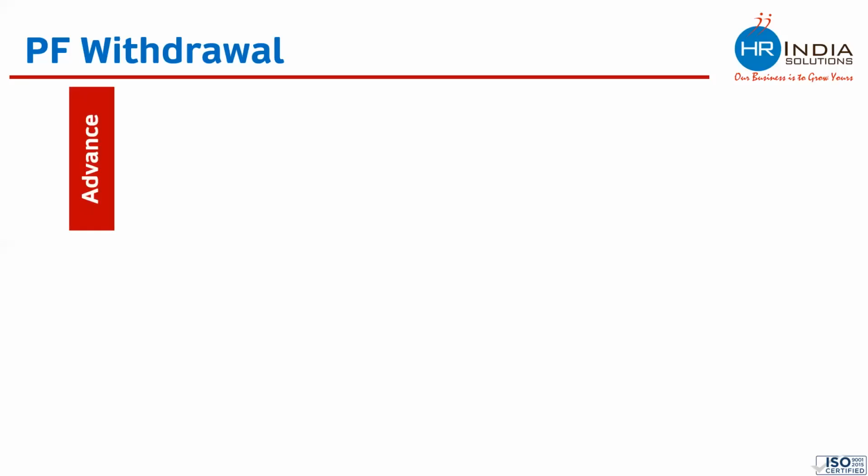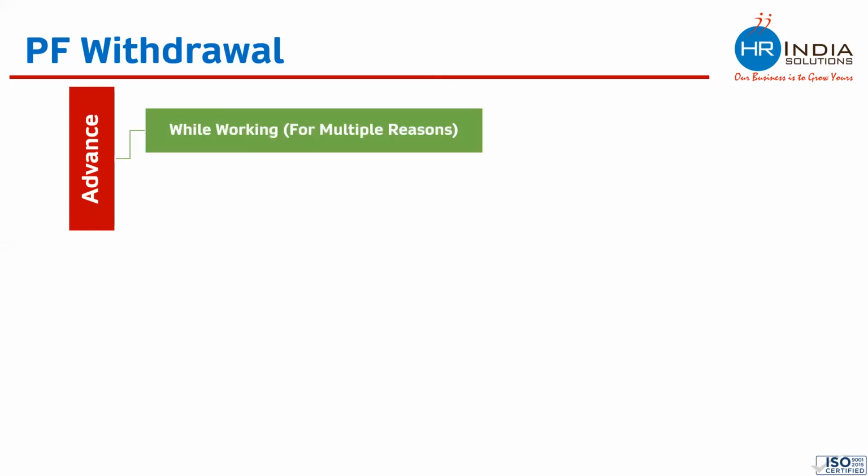The first is called the advance PF withdrawal. There are two cases for the advance withdrawal also. Earlier there was only one case, when the employee was working. While working, the employee can withdraw some amount from their PF account. But now there are two types of advance withdrawal. The first is withdrawal while working for multiple reasons. While working also, the employee can withdraw some amount from their EPF account for specific reasons.